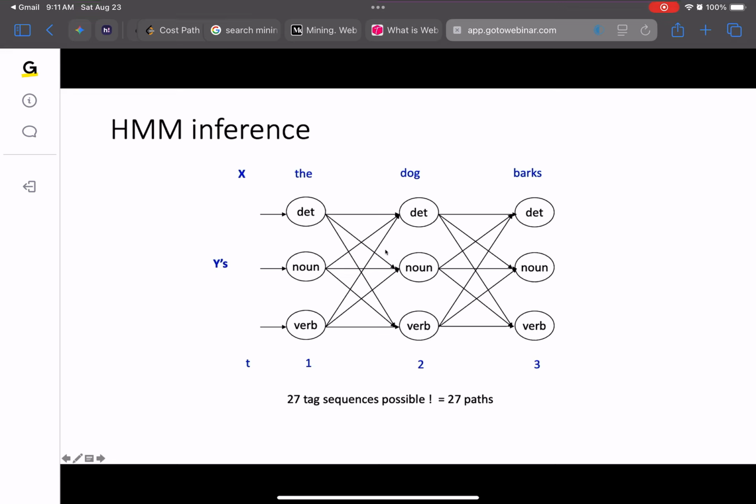We have to do this efficiently in HMMs. If we do it in a brute force way, there are 27 possible paths, since there are 3 states and the sequence length is n. So in order to do it efficiently, what we use in HMM is the Viterbi decoding, which is popularly known as dynamic programming.